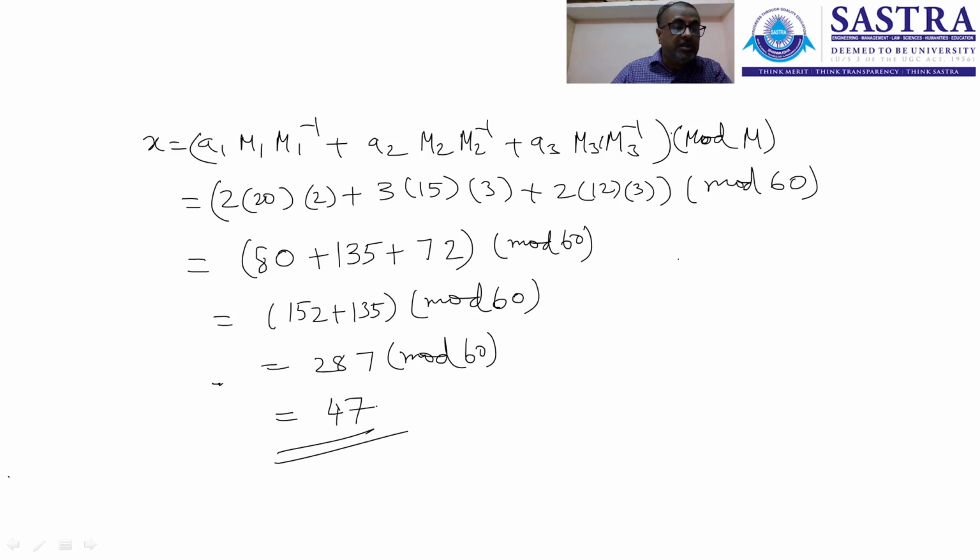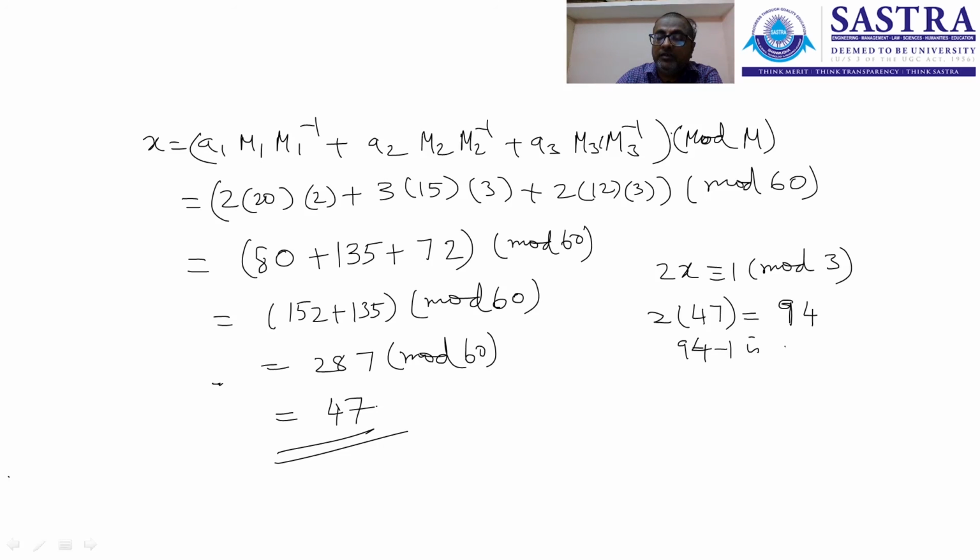Now you check the given system of congruence. 2x is congruent to 1 mod 3. Okay, so now I'll have 2 into 47. 2 into 47 is 94. Okay, 94 minus 1 is divisible by 3.